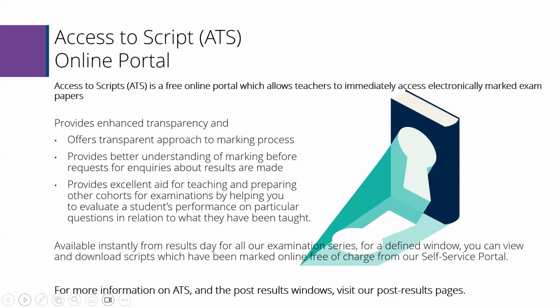But access to scripts provides better understanding of marking before requests for inquiries about results are made. So if you're not happy with a student's result, you can ask for that to be looked at. But before you do that, have a look at the actual script, have a look at the actual situation, because the answer may be there for you. It may be evident whether you need to ask for an extra person to have another look or not.